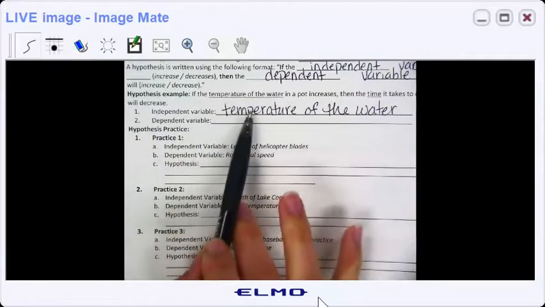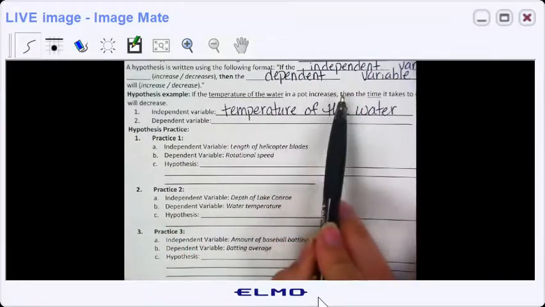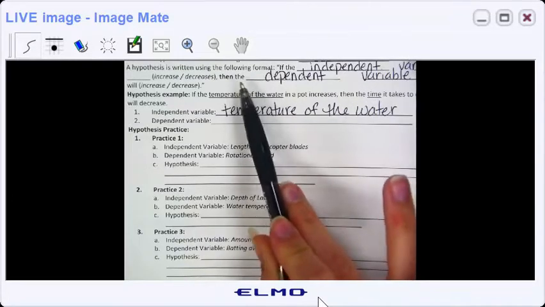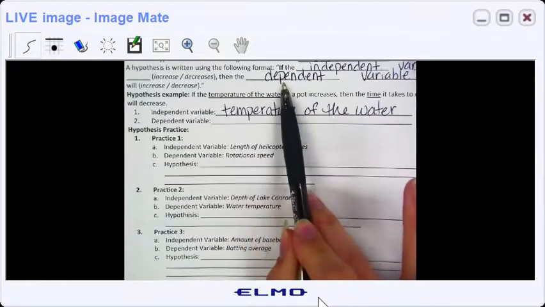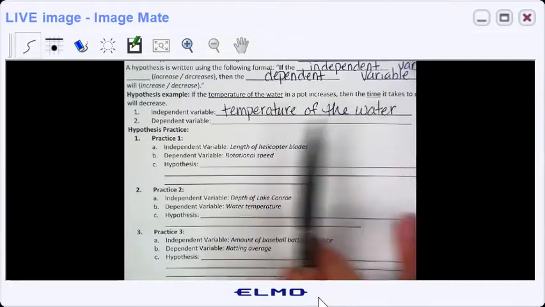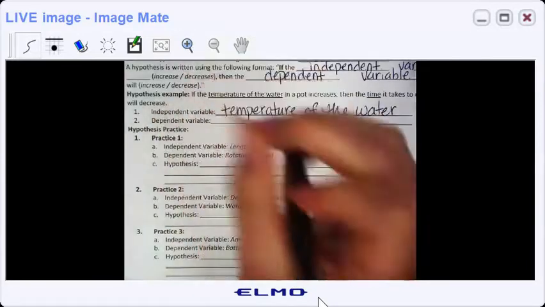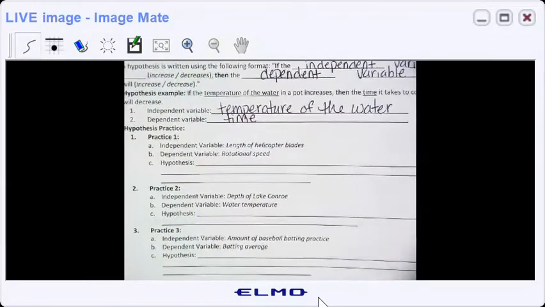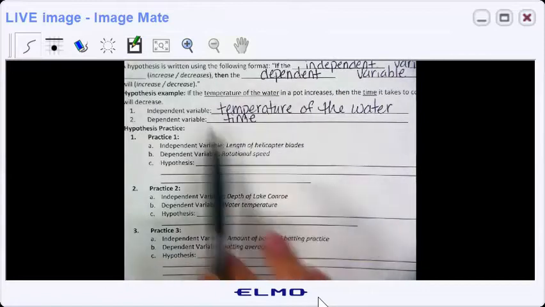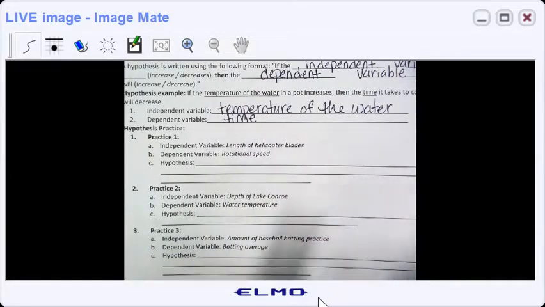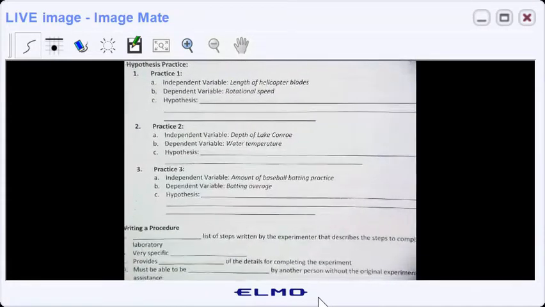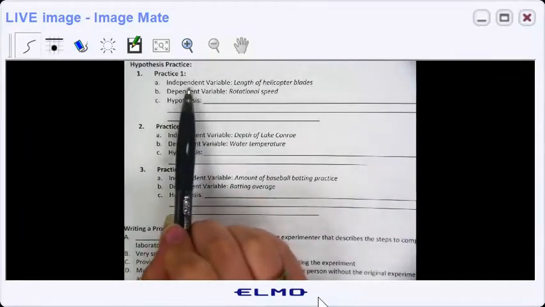So if the independent variable increases, then the what? Then the dependent variable. So our time right here is our dependent variable, or what they're measuring. So that is how we go through writing a hypothesis. And now we're going to put it together and kind of work the opposite way. So we have our independent variable that's given to us today.